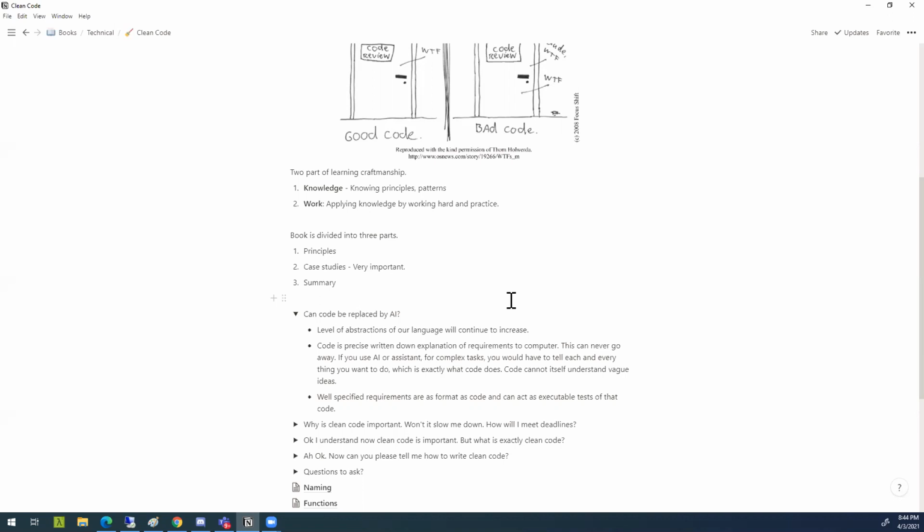Computers will never be able to understand vague ideas, right? Even humans, with all their understanding and creativity, can't understand vague things. So computers can't understand vague things. They need a clear, well laid down set of instructions that they need to do, right? So that is code. And this is another great line I've found in the book: well specified requirements are as formal as code, and they act like the test for your code.